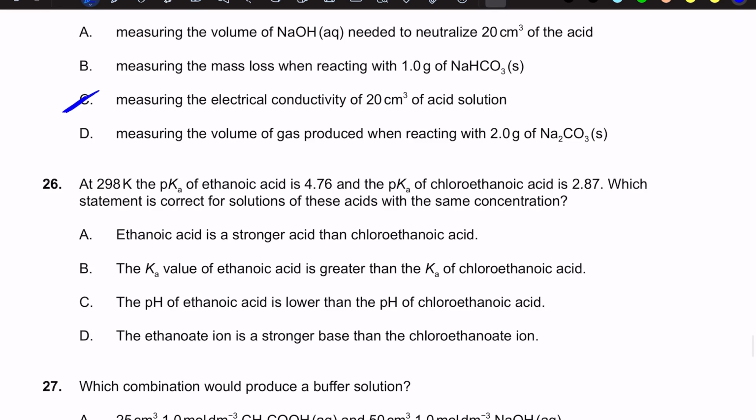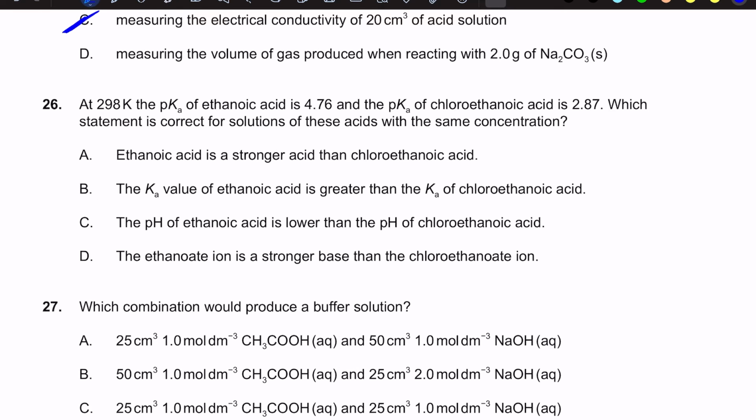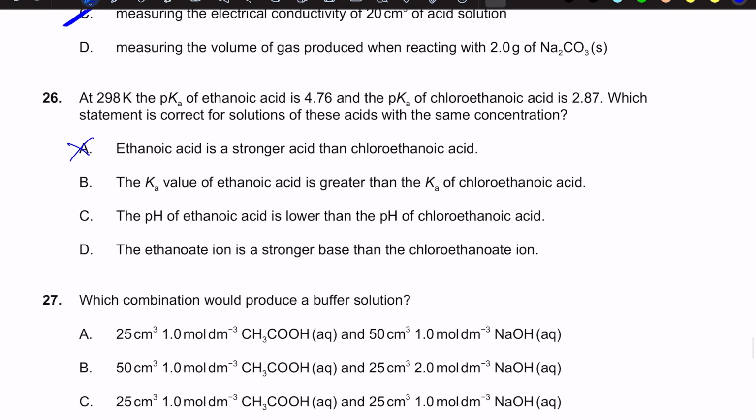Moving to question 26. At 298 kelvins, the pKa of ethanoic acid is this and pKa of chloroethanoic acid is this. Which statement is correct? So smaller pKa means better acid or stronger acid. The first one is wrong because pKa has a bigger, so just writing it here, smaller pKa means stronger acid. And smaller pKa means greater Ka, bigger value of Ka. So B can also be eliminated because the Ka value of ethanoic acid is greater than, this is wrong.